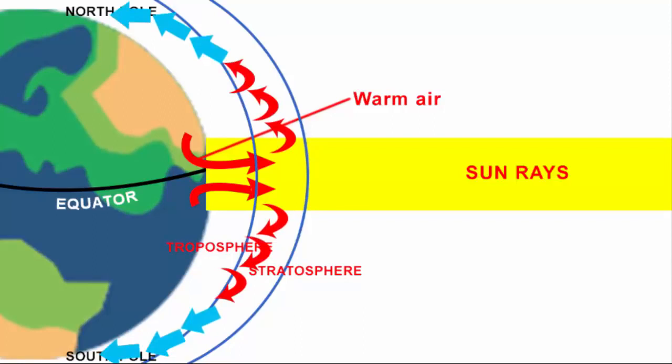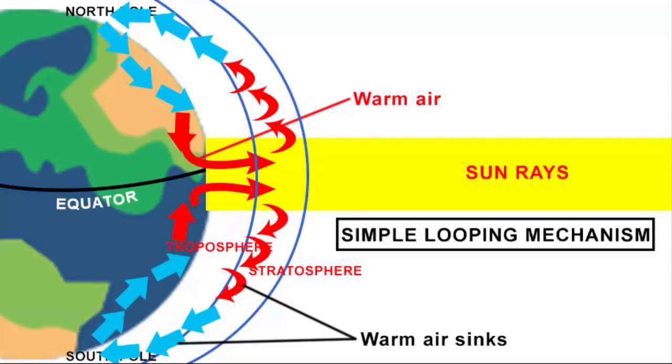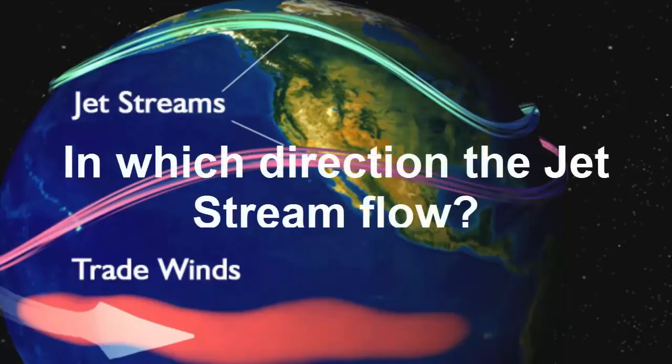From here, this warm air gets drawn towards the colder air found in the North and South Pole. Notice that the warm air molecules are getting attracted towards colder ones. Now at higher altitudes, the warm air cools and sinks, drawing more and more warm air behind it. Meanwhile, the cooled air flows towards the equator, creating a simple looping mechanism. It's an endless repetition.